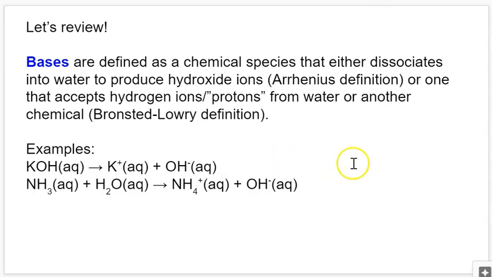So in both cases, you're going to end up with hydroxide, but sometimes it's a direct release of hydroxide in solution through dissociation. This is strong bases or Arrhenius bases. And then here it's more of an indirect one. The hydroxide is being formed from water molecules as the base removes a hydrogen from them.